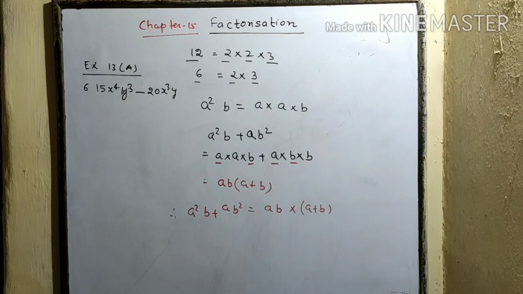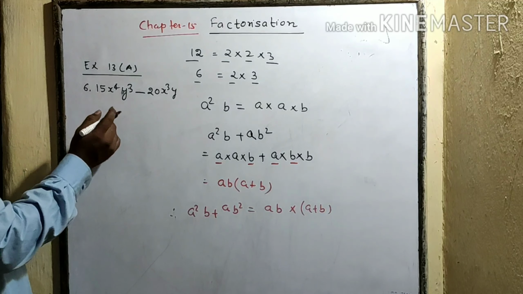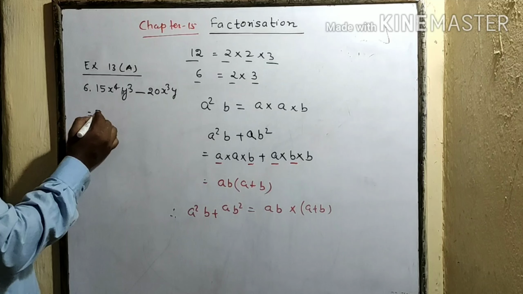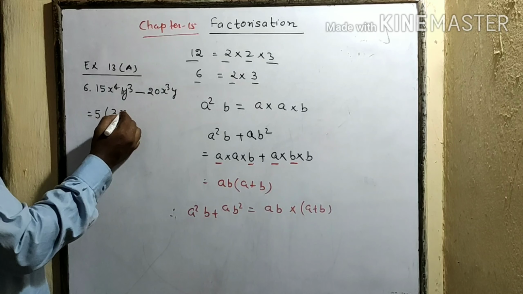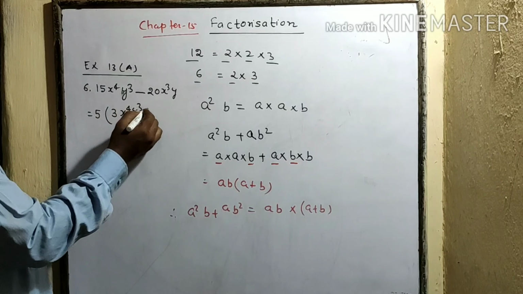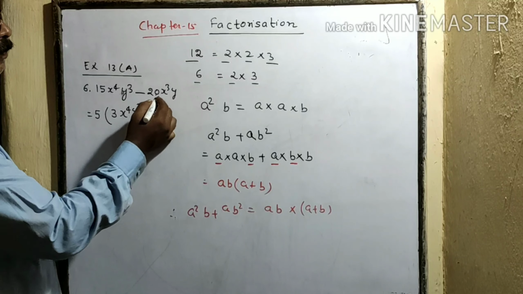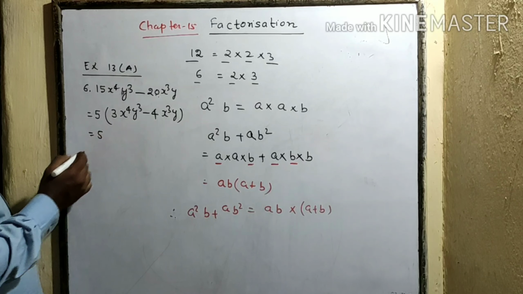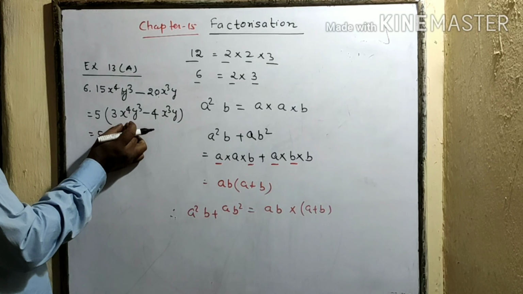So at first we will find the common numeral between them. 15 and 20 both are divisible by 5, so we'll take 5 as common. 5 threes are 15, so it will be 3x^4 y cube. 5 fours are 20, so 4x cube y. Now our duty is to find the variables common between them.